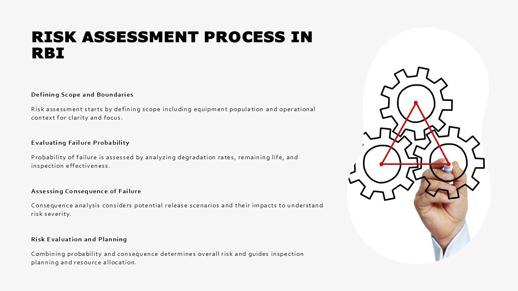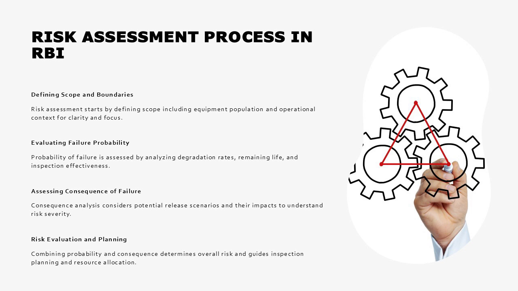Next, credible damage mechanisms are identified for each equipment item based on materials, process conditions, and industry experience. Probability of failure is then evaluated by considering degradation rates, remaining life estimates, and inspection effectiveness. In parallel, consequence of failure is assessed by analyzing potential release scenarios and associated impacts.